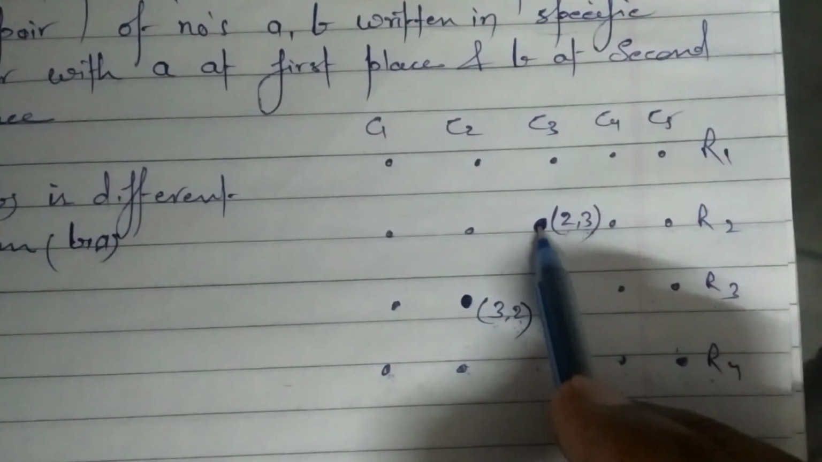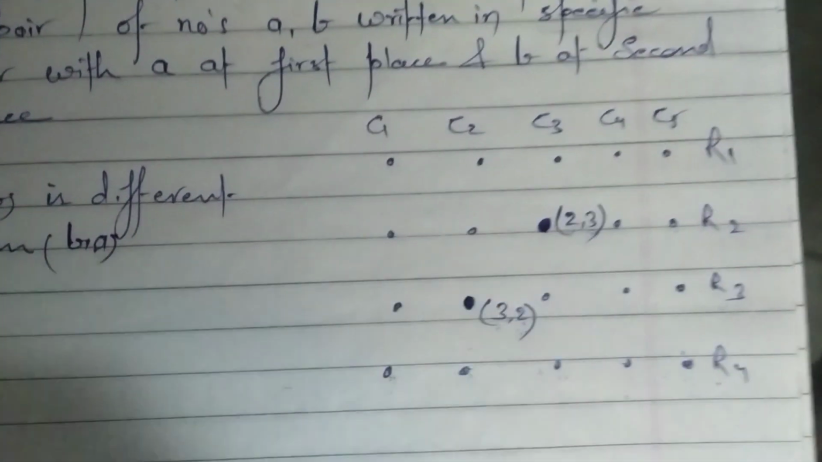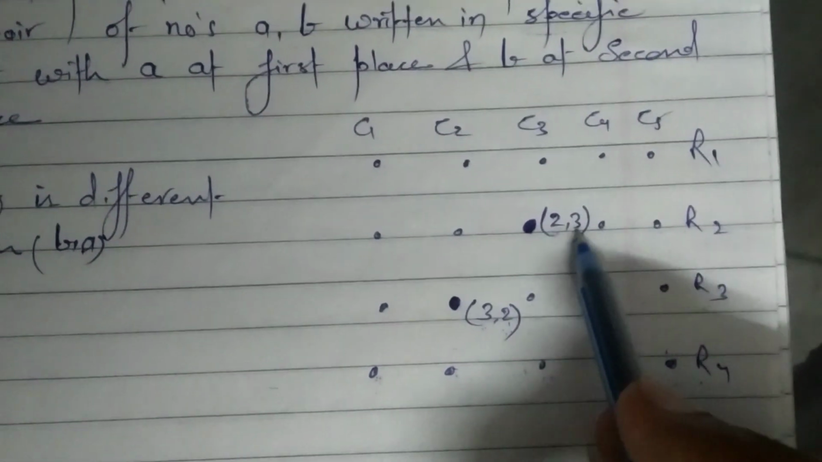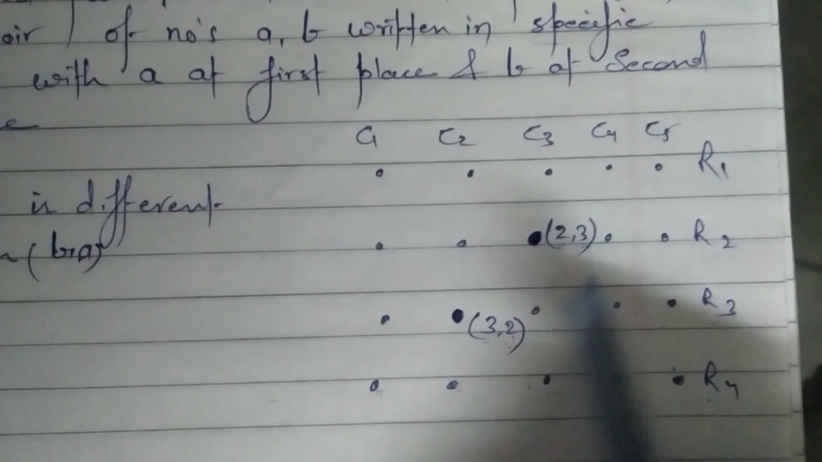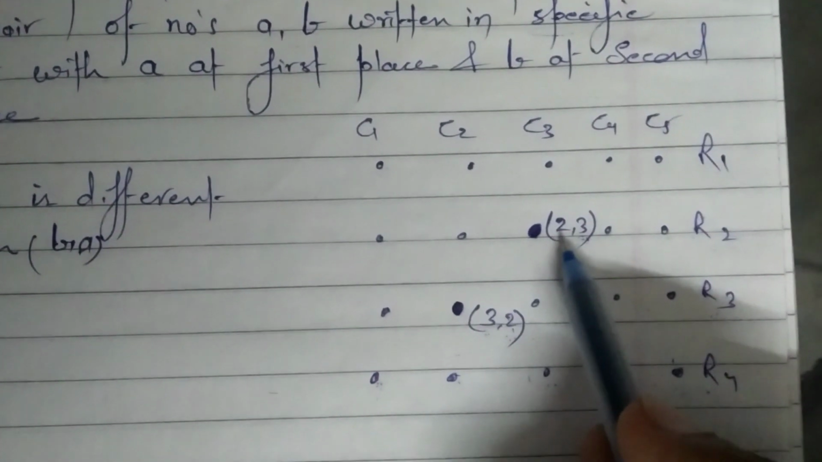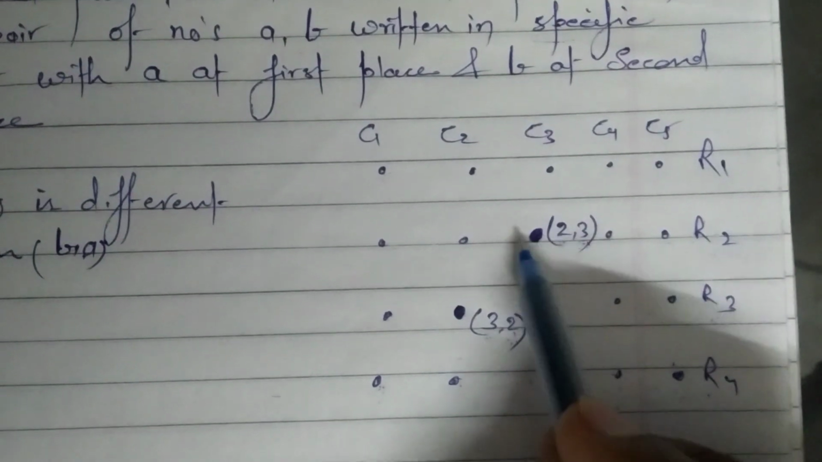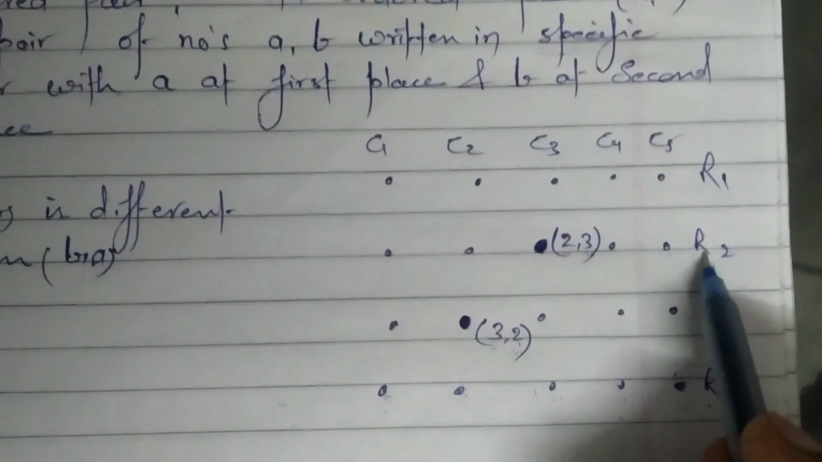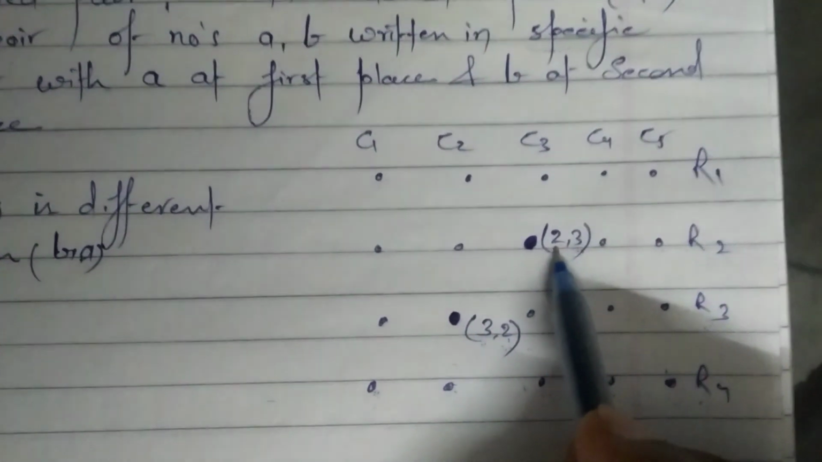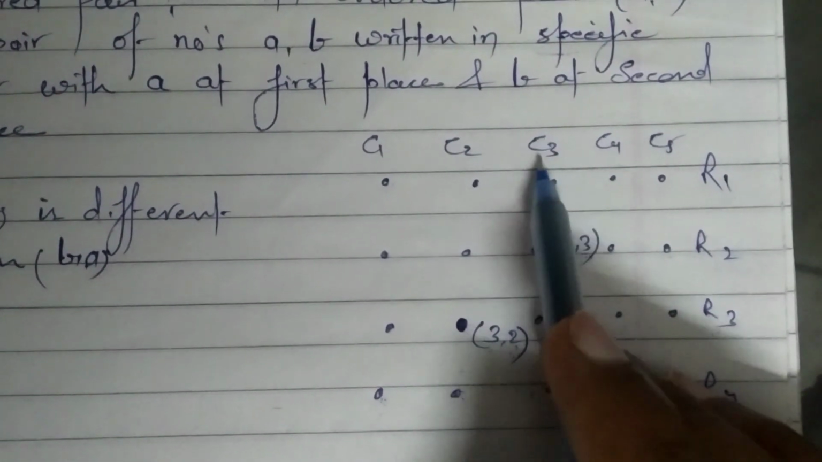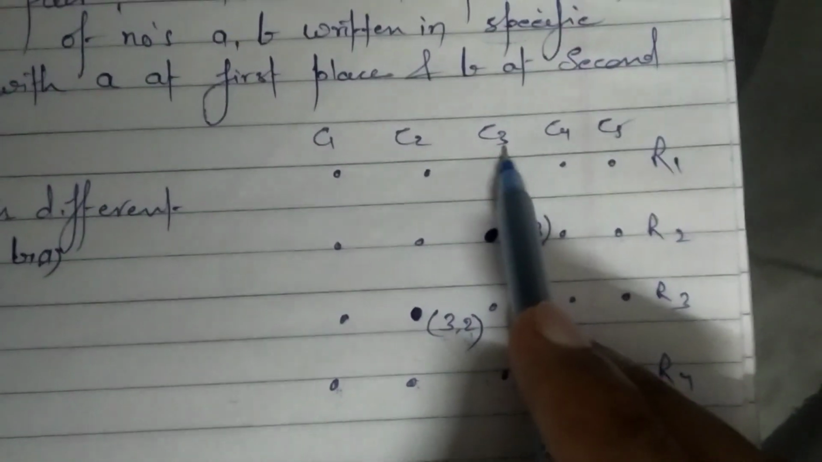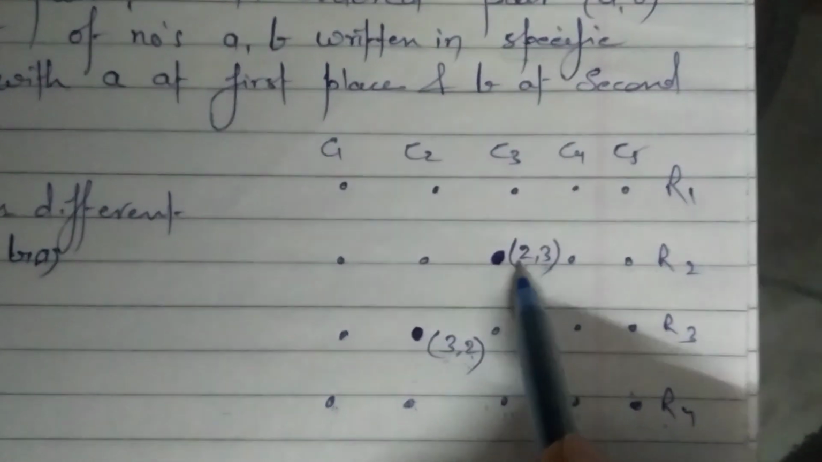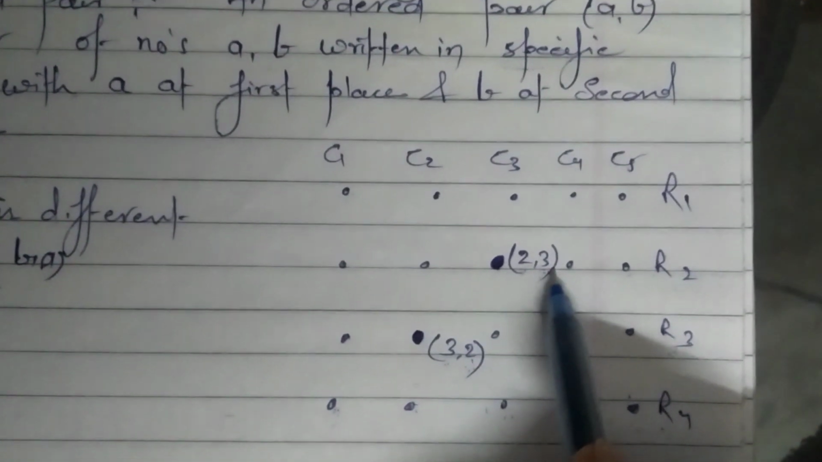If I am asking you the position of this seat, then the position of this seat is represented by an ordered pair (2, 3). Here we have taken the first number from the row side. Which row is this? Second row. That's why we have taken 2 here. And the second number we have taken from the column side. Since this is the third column, that's why we have written here 3. So this seat is represented by ordered pair (2, 3).